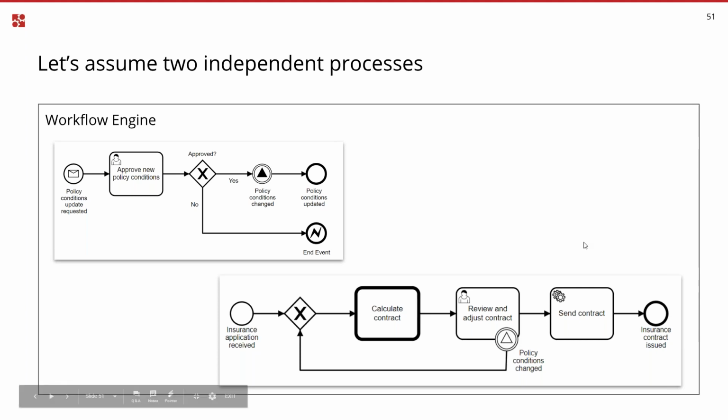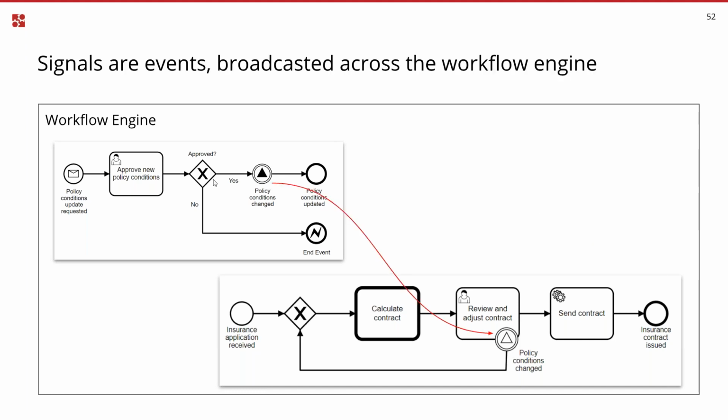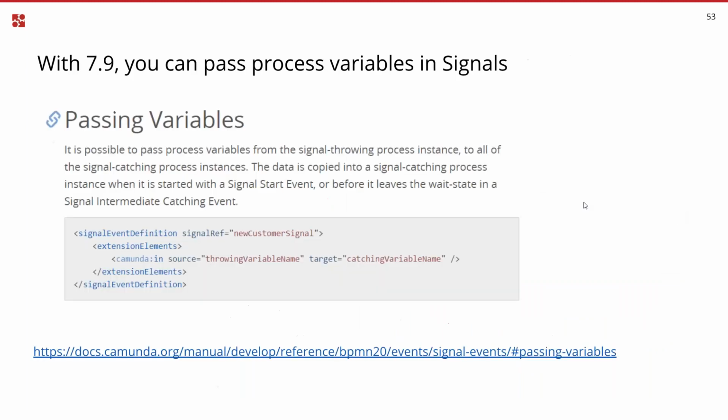What is now also possible is actually transferring payload with those signal events. So in a signal event, I can say, all right, I not only want to let you know that this event happened, but also transfer variables, process variables, that will then become available in the other process that has subscribed to that event.